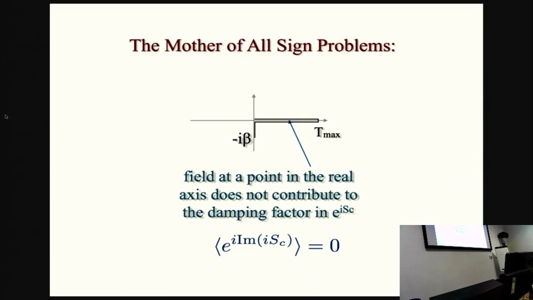Now, this is the worst sign problem there is. Just 1 minute, I'll finish. Because if you are at one point right here, and you do some Metropolis and you change the value of the field at that point, the real part of the action, meaning i times the action, doesn't change at all. So there is no damping. So you compute this sign. You don't get a sign that's exponentially small. You get 0, exactly 0.